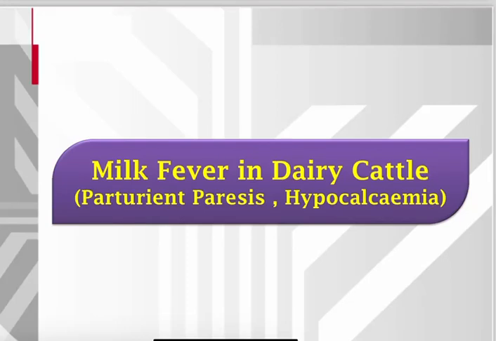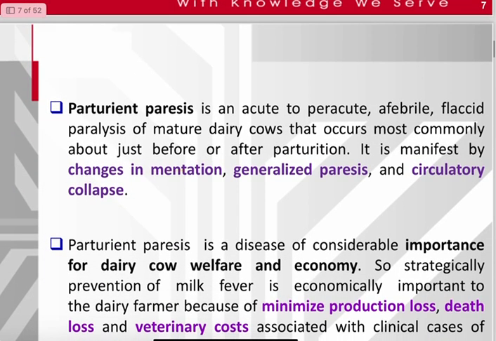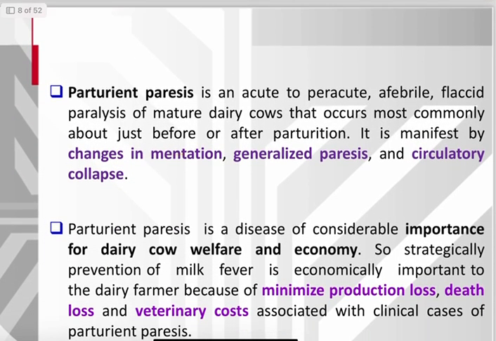Hello guys, so today we are going to discuss milk fever in dairy cattle, also known as parturient paresis or hypocalcemia. Hypocalcemia is nothing but acute to peracute afebrile flaccid paralysis of mature dairy cows that occurs most commonly just before or after parturition. It manifests in change of mentation, generalized paralysis, and circulatory collapse.